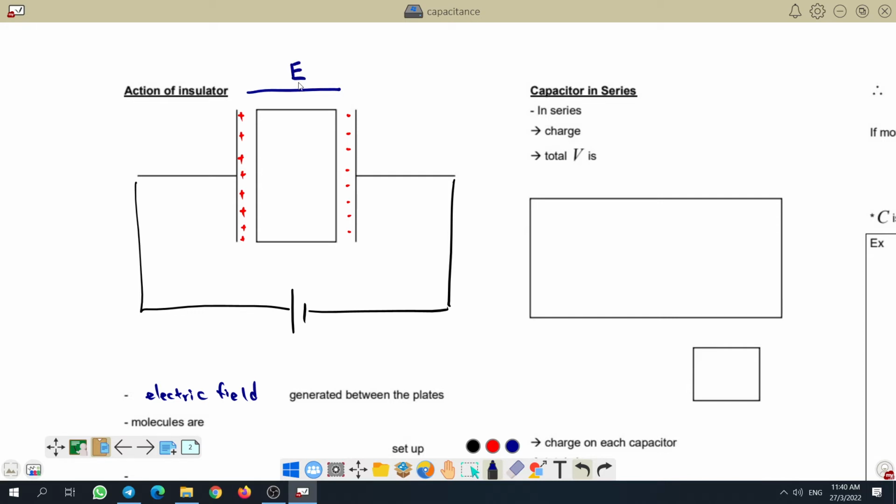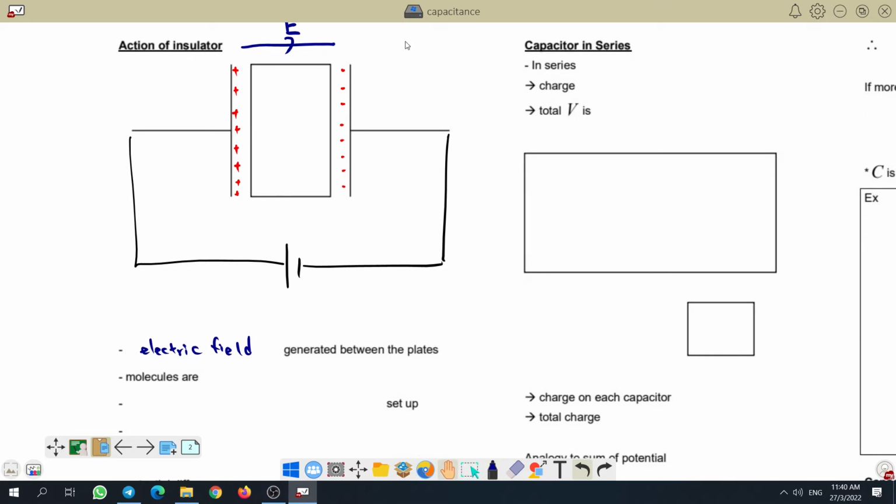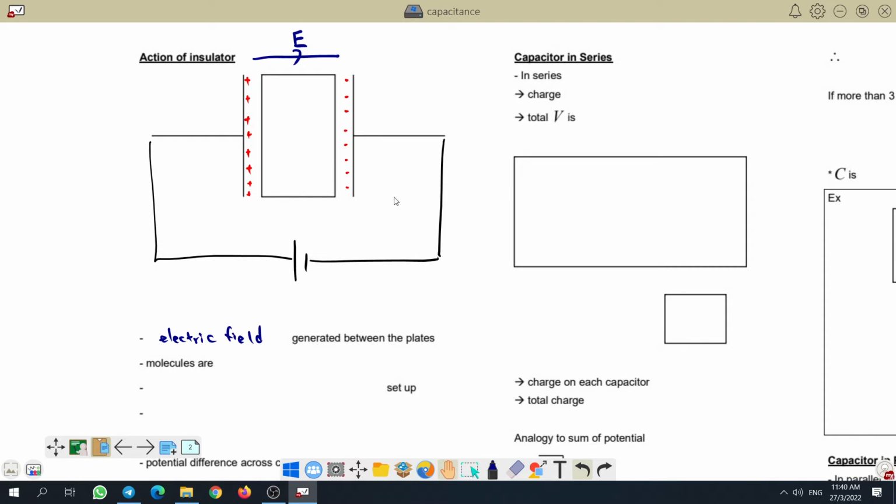Left to right, left to right. Kenapa? Kan lah, positive to negative kan. E shows the direction of force on a positive charge placed at that point. Okay, so what will happen to the insulator in between? It is not a conductor, it's an insulator.